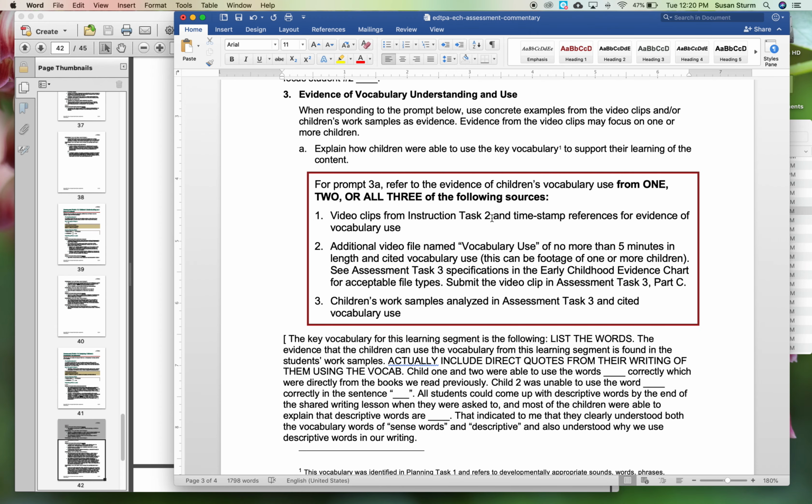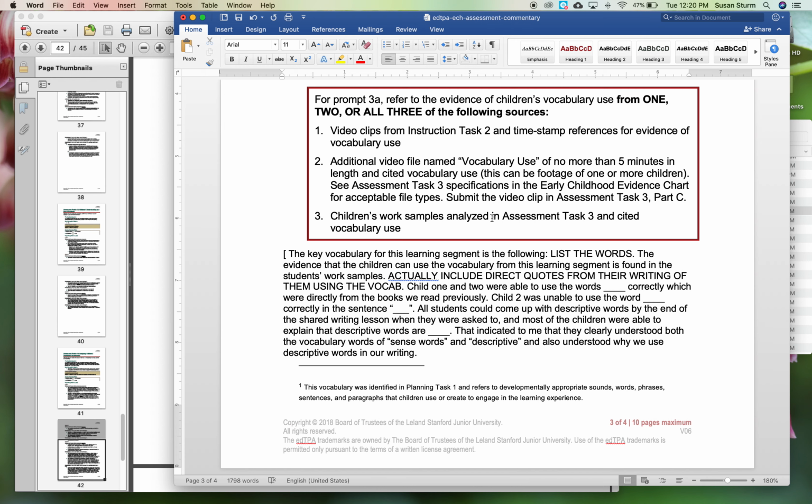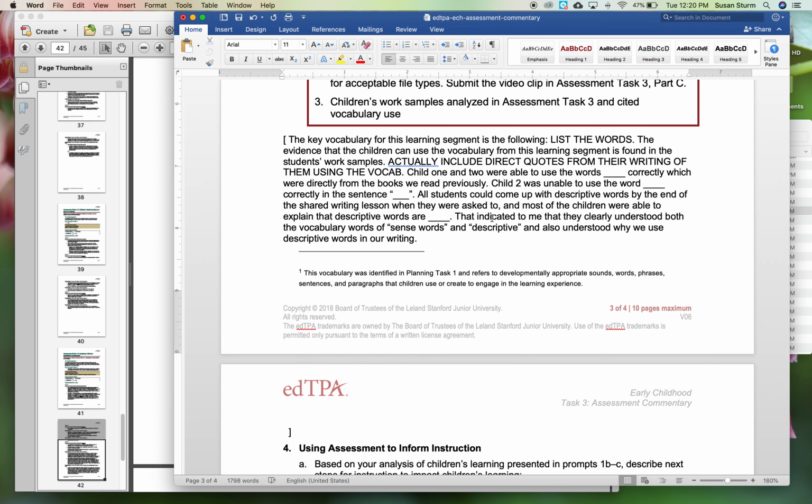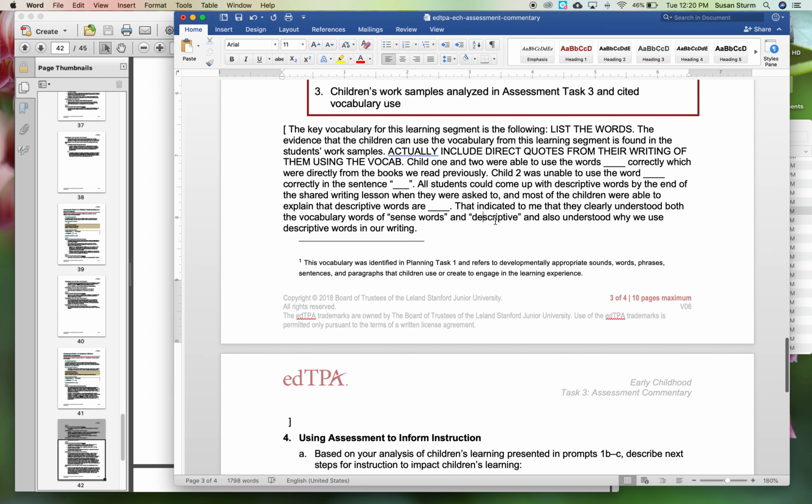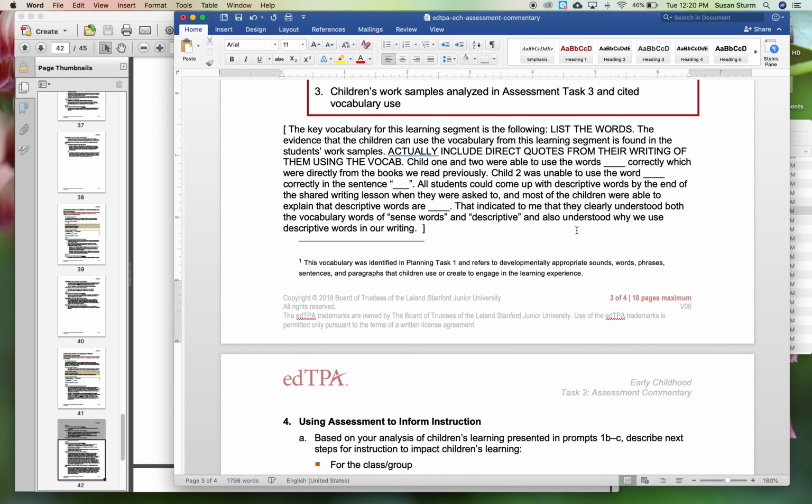Okay, so that's really just talking about the key vocabulary, and key vocabulary should include things like sense words, and you can actually list some. And then the word descriptive, because I imagine that you're going to teach your students descriptive writing. So you would want to provide that vocabulary. And whatever else you had in learning set in task 1 should be included here.